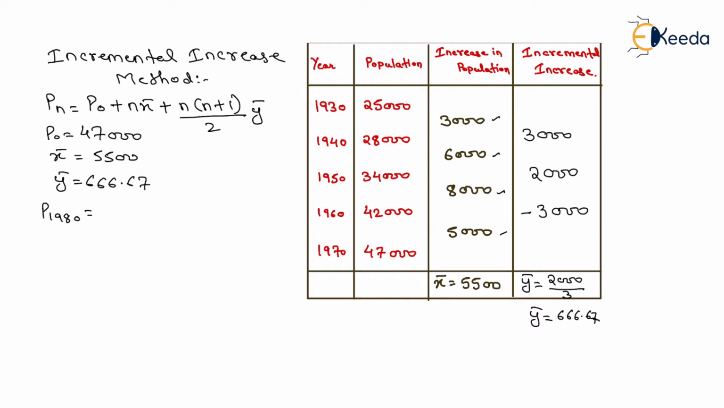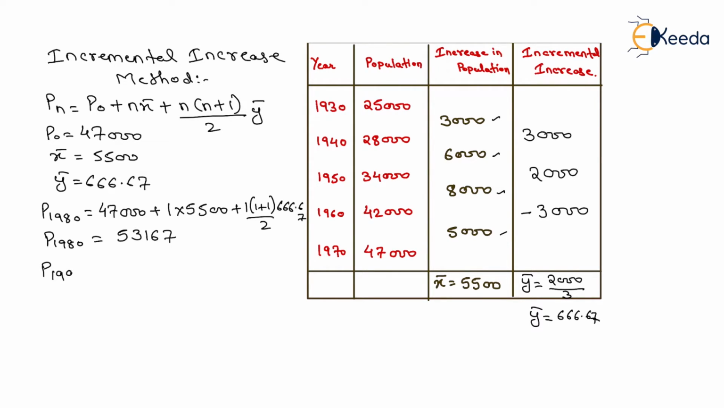For the 1980 population, we put the value of P naught, that is 47,000, plus the value of N will be 1, because from 1970 to 1980 there will be only one decade, so we put N equal to 1 here, and x bar equal to 5500. Similarly, 1 into 1 plus 1 by 2 into y bar, that is 666.67. Now what will be the population after 1980? It will be equal to 53167. That will be the population after 1980.